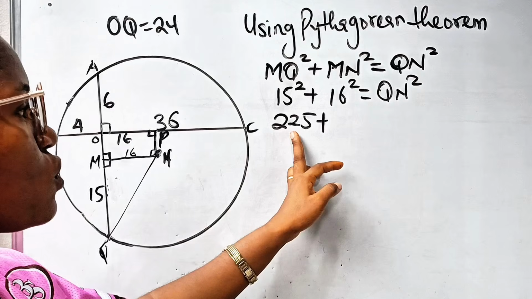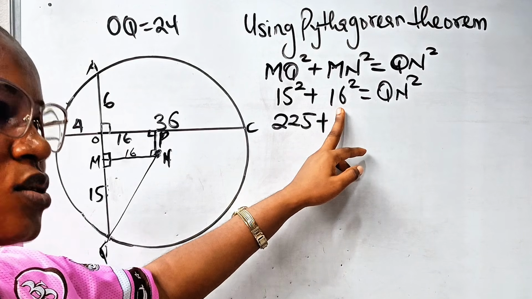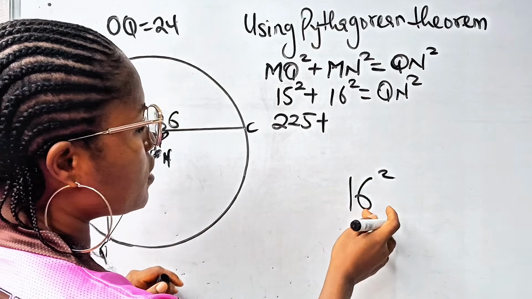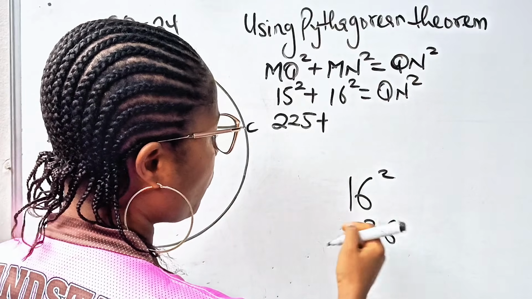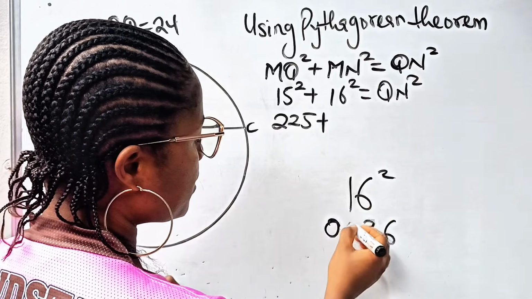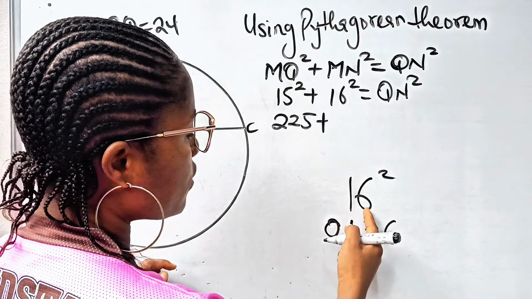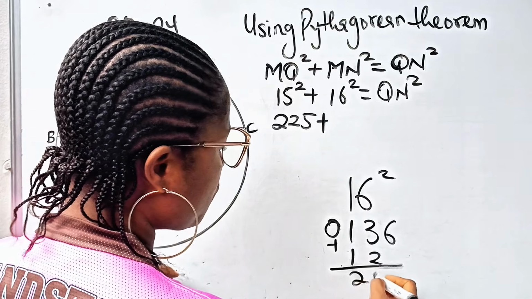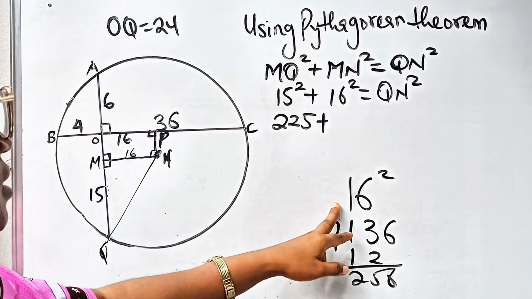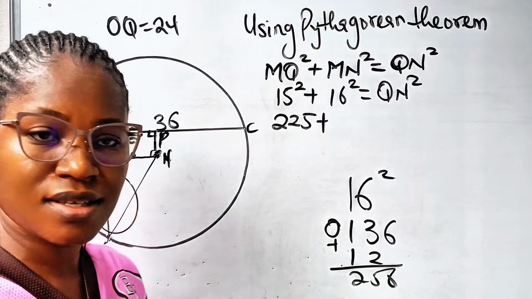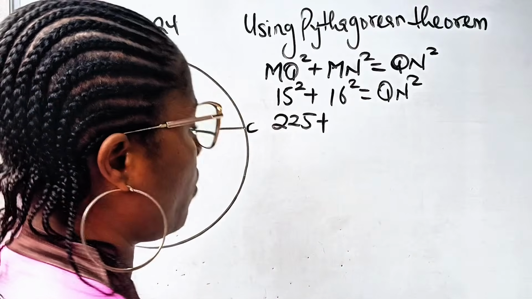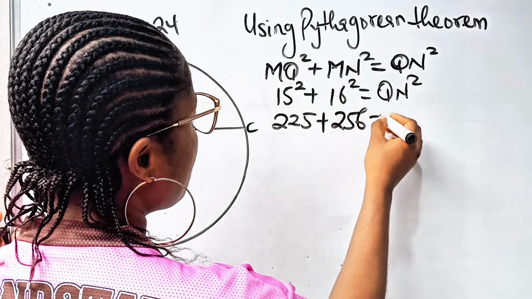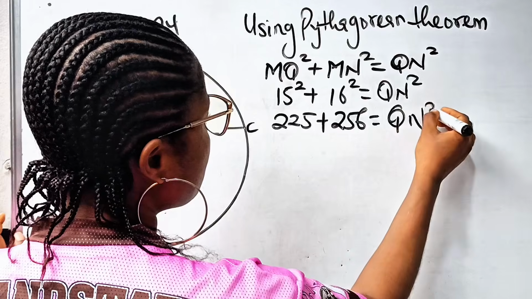So looking at this, we have 225 plus now 16 squared. We are going to make use of normal mental math. So 6 squared is 36. 1 squared is 1. Write it as a 2-digit number. Now 1 times 6 is 6. 6 times 2 is 12. Write it here. You add. So you have 256. So it means that 16 squared is 256. That's another pattern. So we'll write 256 is equal to QN squared.